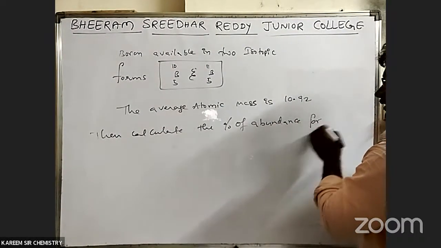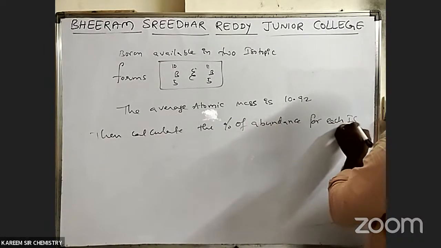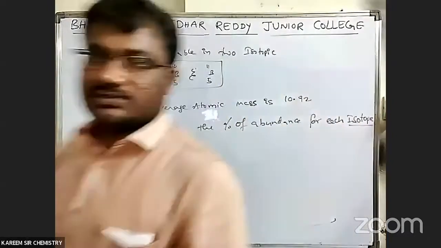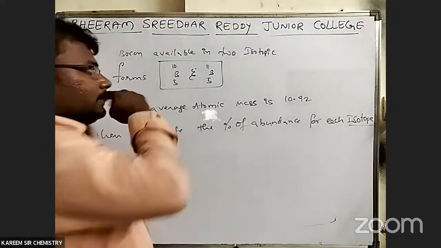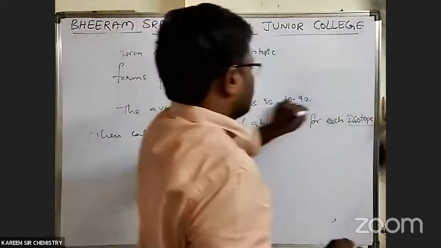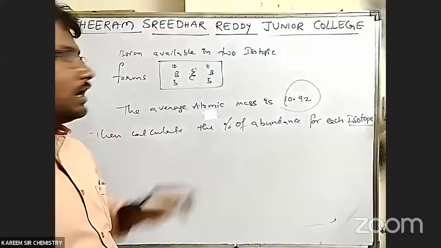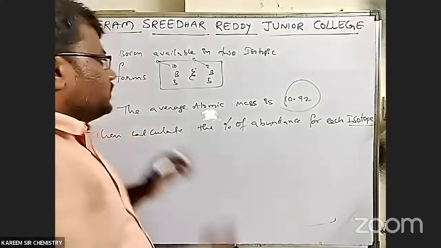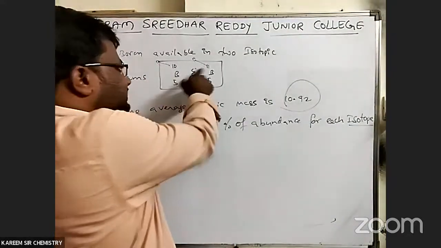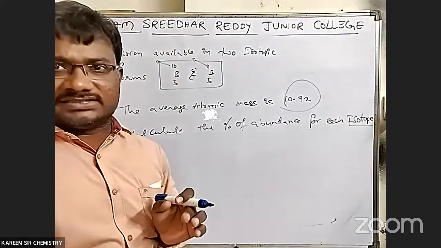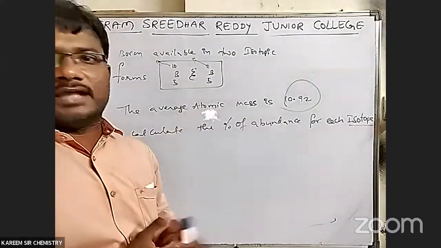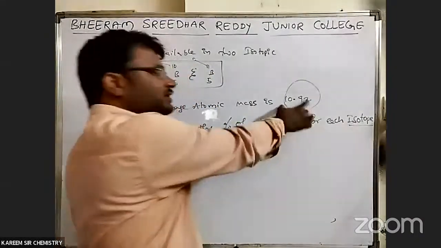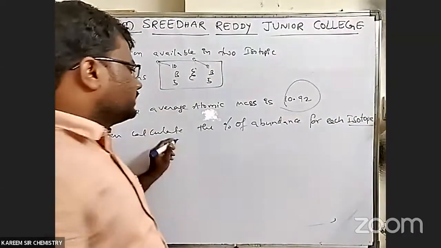For each isotope, the percentage of abundance. So here, the average atomic mass you know, and one isotope mass you know, another isotope mass also you know. In the previous problem, masses and relative abundances were given, and we calculated the average atomic mass. Here masses and average atomic mass are given. Then how can we calculate the percentage?